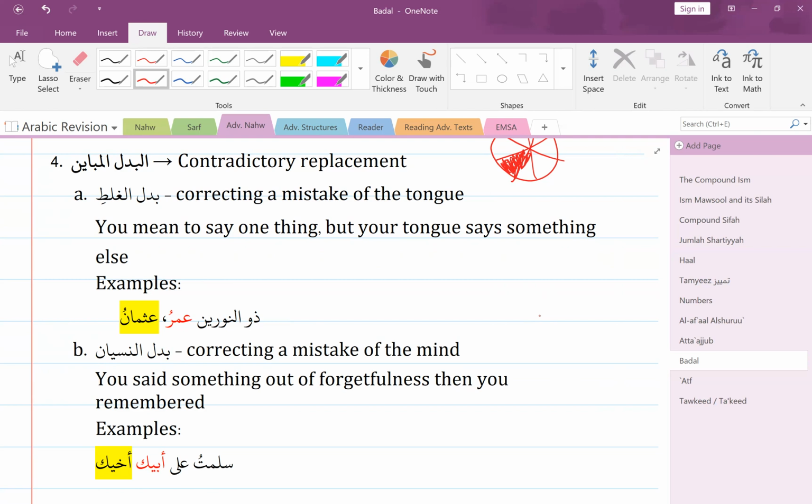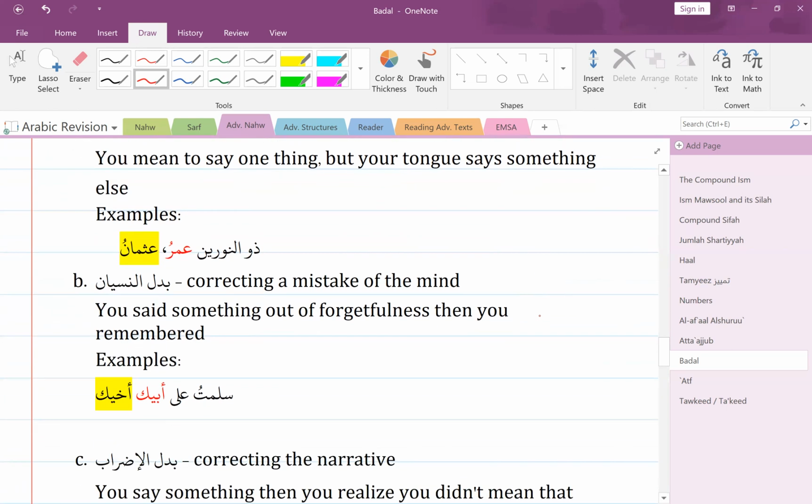An example of that: maybe a sheikh is giving a khutbah and he says, Dhun Nurain Umar. And then he remembers, no, it's not Umar, it's Uthman. Dhun Nurain is called that because he married the two daughters of the Prophet sallallahu alaihi wasallam, and that is Uthman, not Umar. Because he's been talking about Umar, Umar is right at the tongue, and he blurts out Umar. Then immediately he corrects himself: no, Uthman. That would be badal al-ghalat. It's a mistake of the tongue, even though your mind knew the correct answer. Okay, that's the first category.